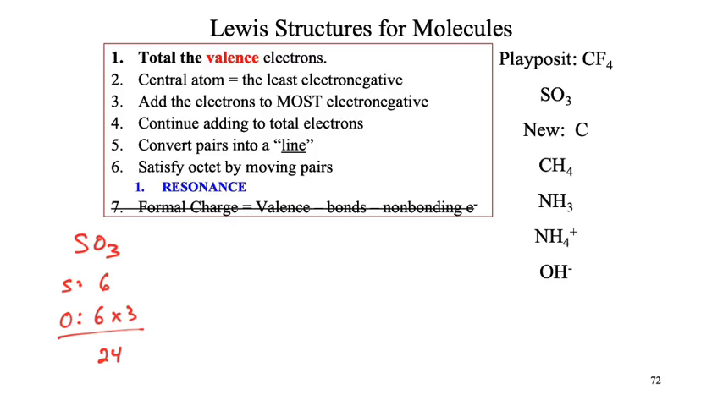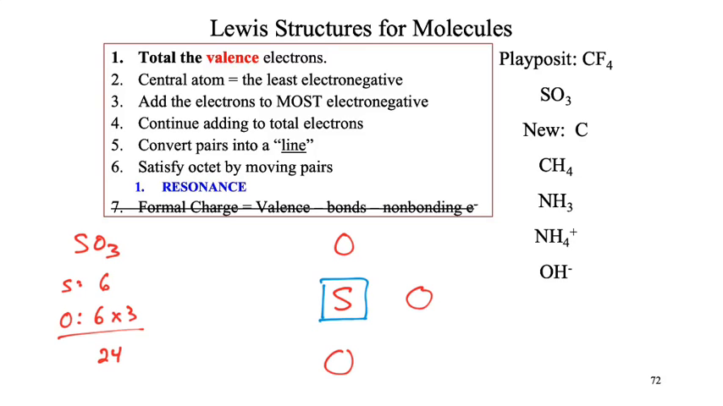Center atom. The center atom is typically the least electronegative. If you know your electronegativity trends, you would know that S, sulfur, is the least electronegative. It's the middle. We're basing this off of Lewis's model of a square, so we'll place the oxygens on the face of that square. Okay? Now what can I do? Now I can add the electrons.